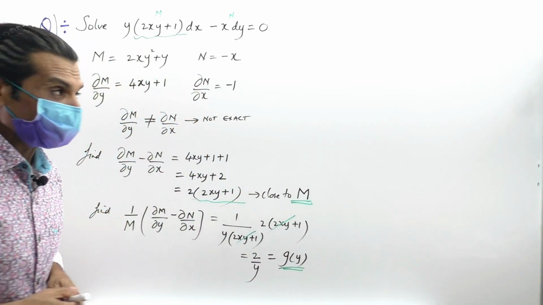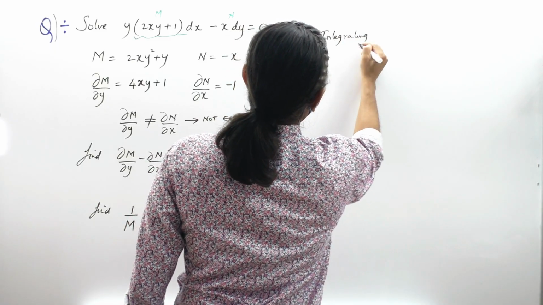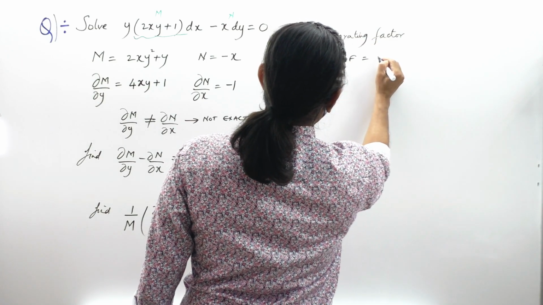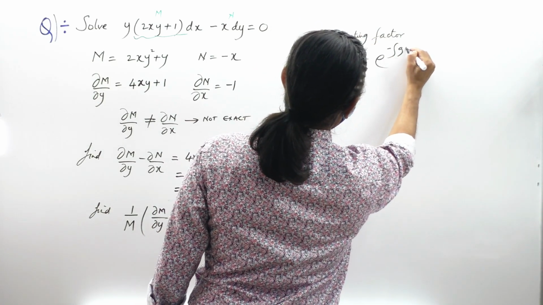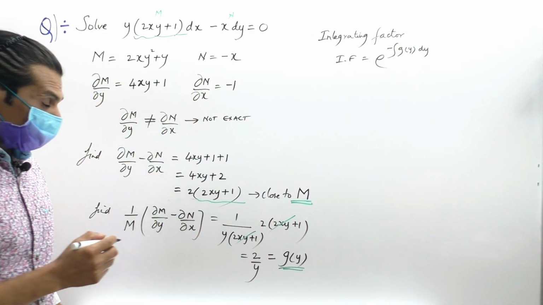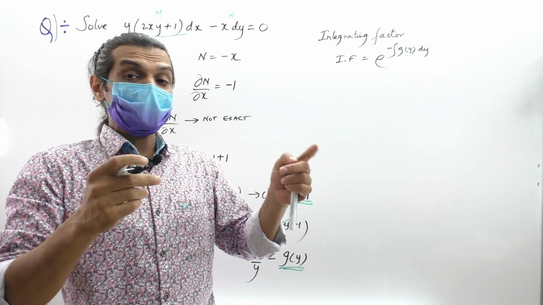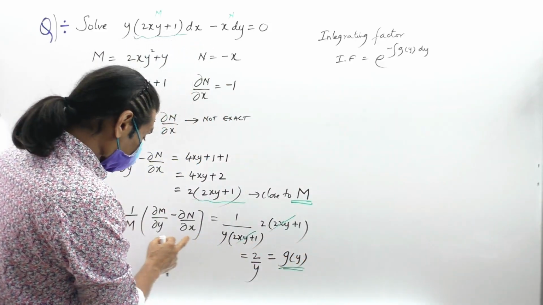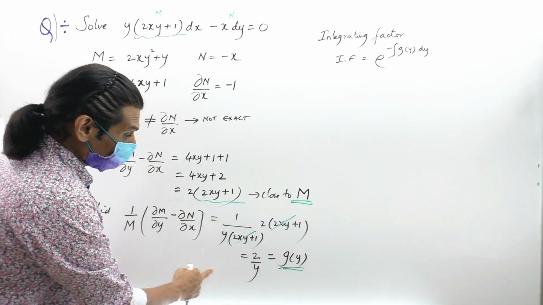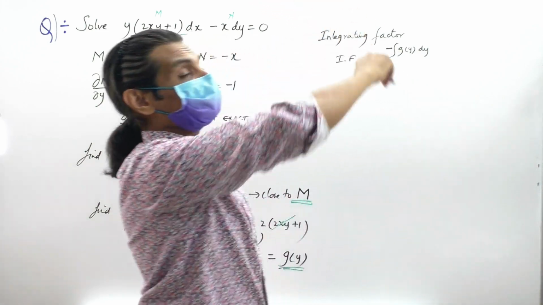Now, with this you will find the IF, integrating factor. So, you can write the integrating factor as IF equals e raised to integration of minus g of y dy. So, if the value is close to n, we take it as f of x, then integrating factor is e raised to integration f of x dx. But when it is close to m, we take the difference as g of y, that is 1 by m, dou m by dou y minus dou n by dou x, as g of y, and the integrating factor is e raised to, be careful here, minus g of y dy.